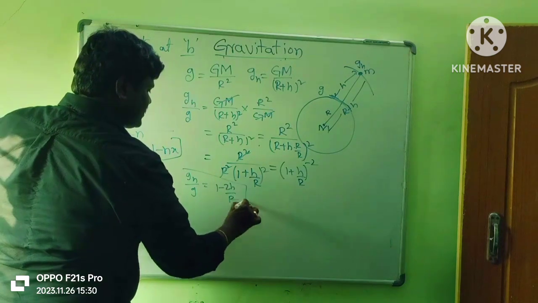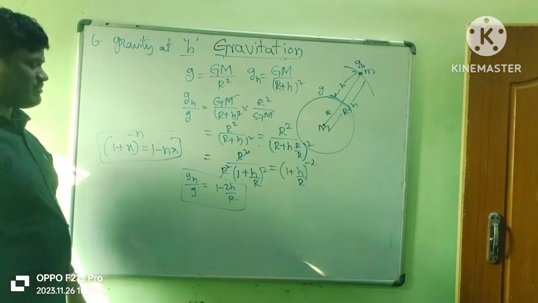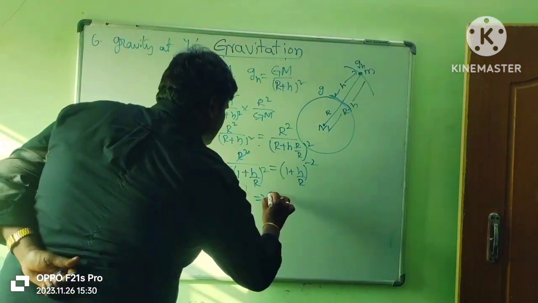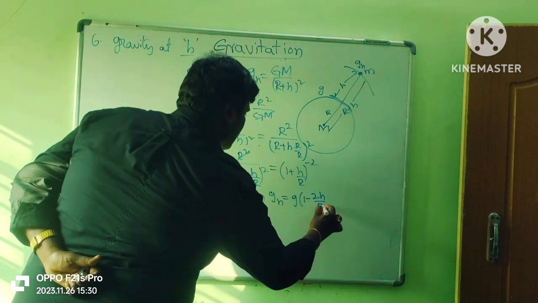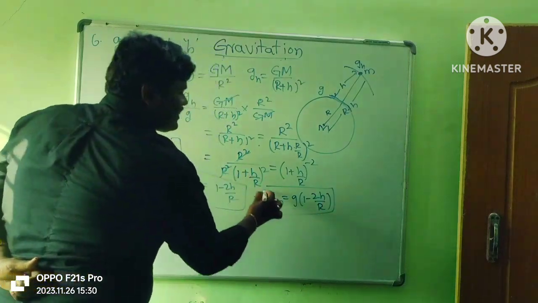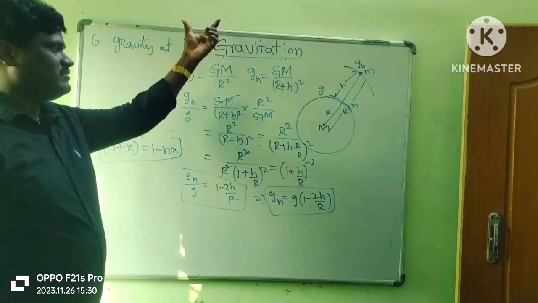Now GH by G is equal to 1 minus 2H by R. This you can write as GH is equal to G into 1 minus 2H by R. So this is the gravity at certain height formula. This is the derivation.